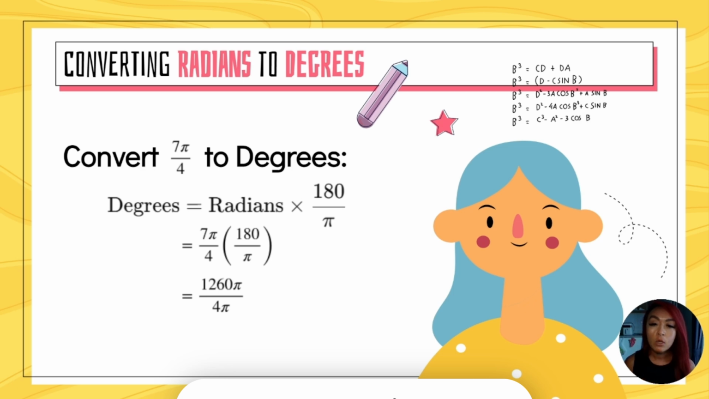That becomes 1,260 pi over 4 pi. And we can simplify that to be 315 degrees, right? The pi's divide out. 1,260 divided by 4 is 315.